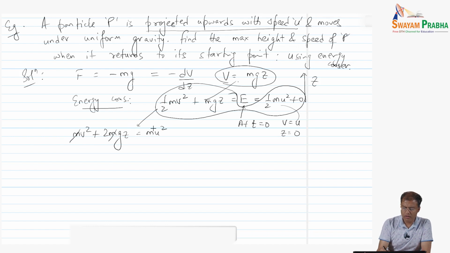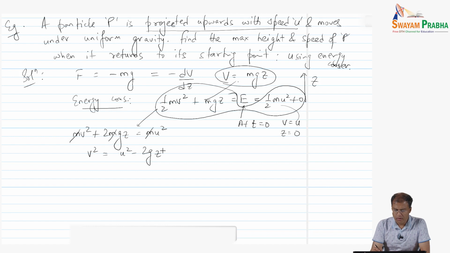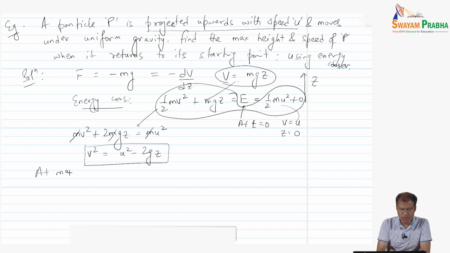We cancel out all these m's, and now we have an equation for the velocity: v square is u square minus 2gz. Now we need to find the max height and the speed when it returns to its starting point. At maximum height, we all understand that the particle will stop. So the particle will go, reach the maximum height, stop, and then come back.